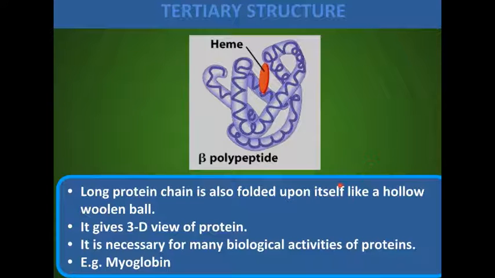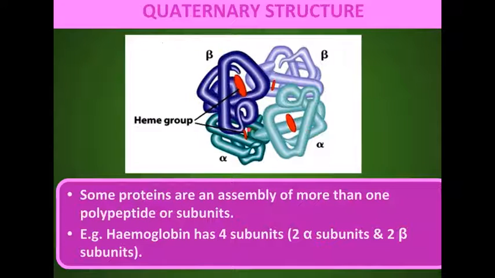Now let us look at the tertiary structure. Tertiary structure is basically a long protein chain that is folded upon itself like a hollow woolen ball. Here, we see a 3D view of the protein. It is necessary for many biological activities of the protein, for example, myoglobin.